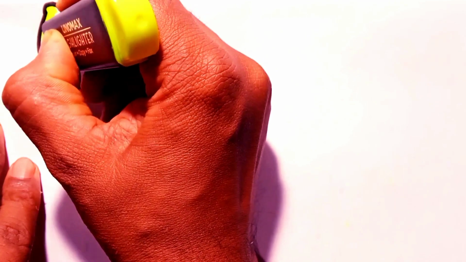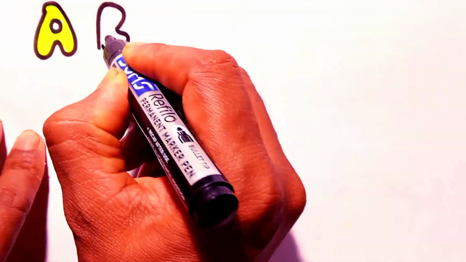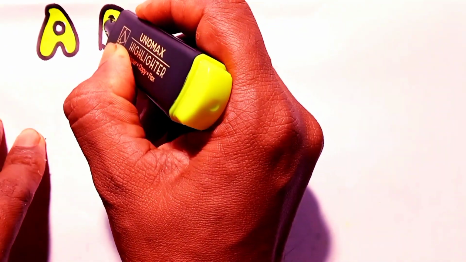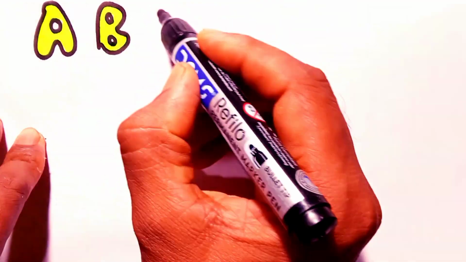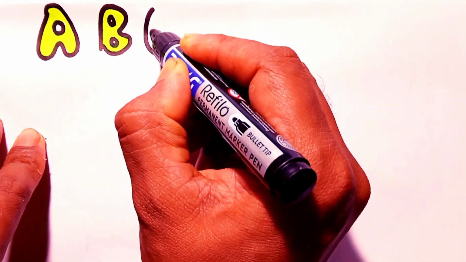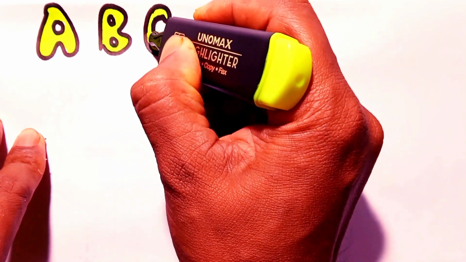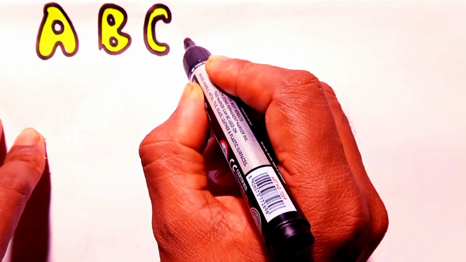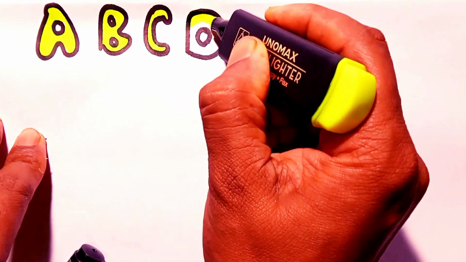A for apple. Apple, apple. B for ball. Ball, ball. C for cat. Cat, cat. D for dog. Dog, dog.